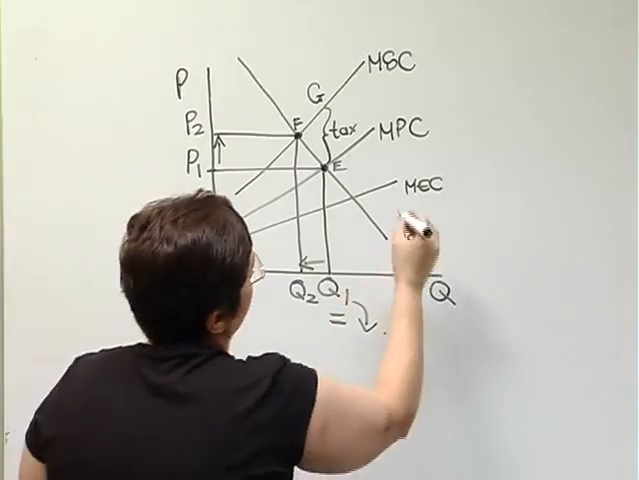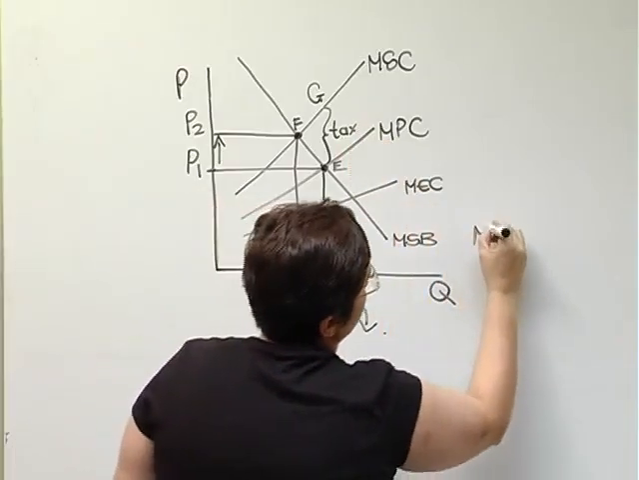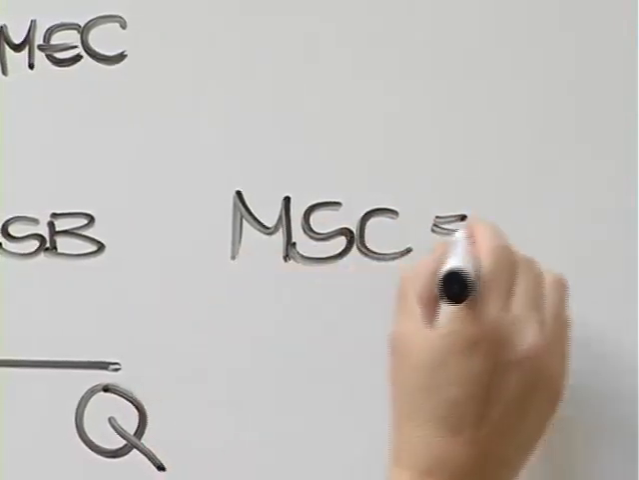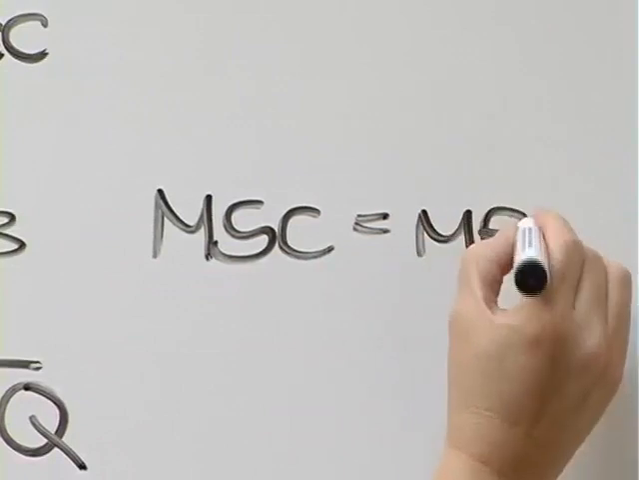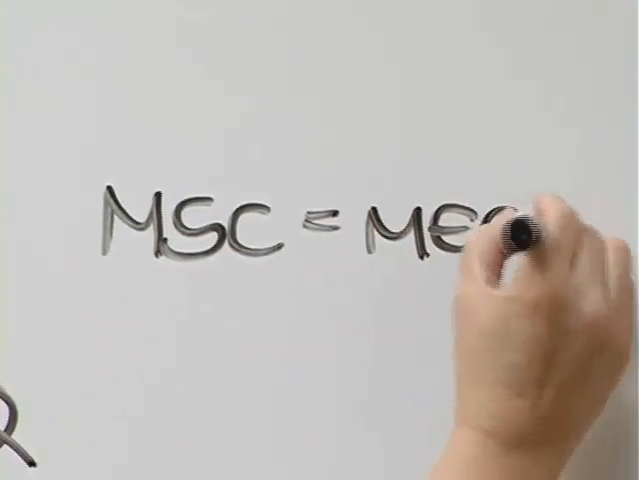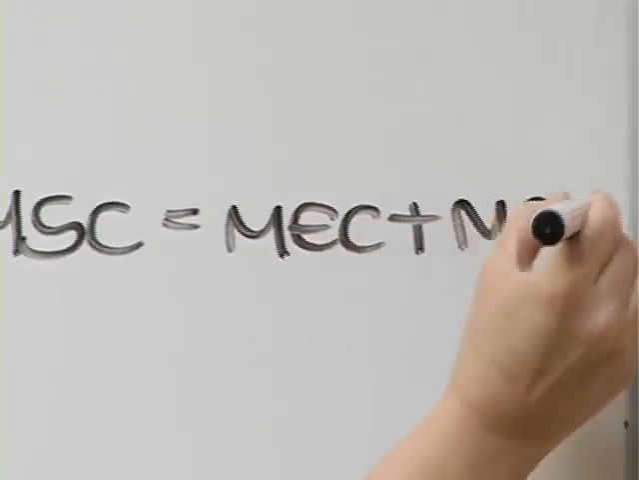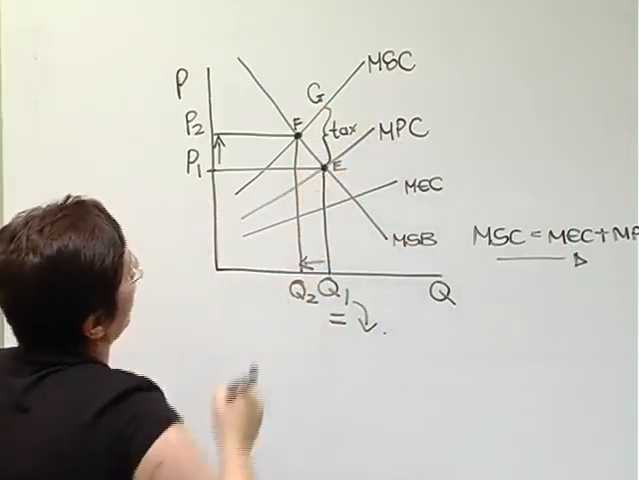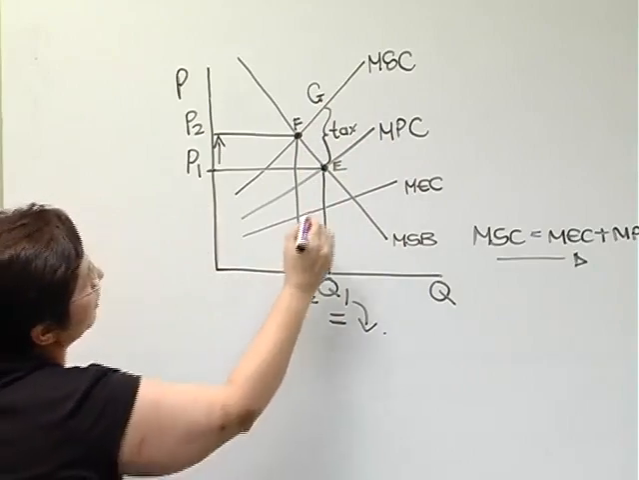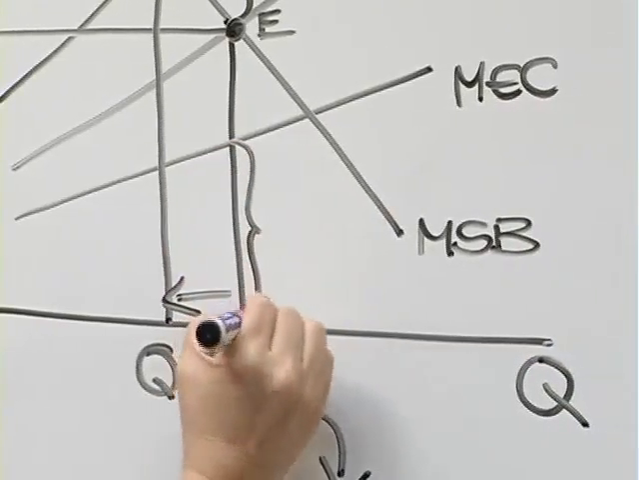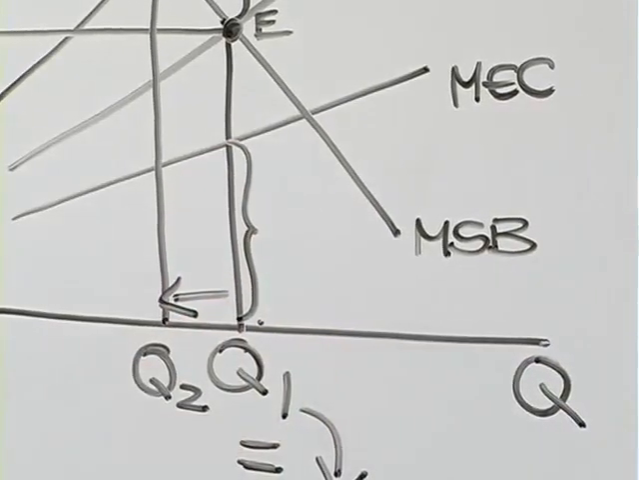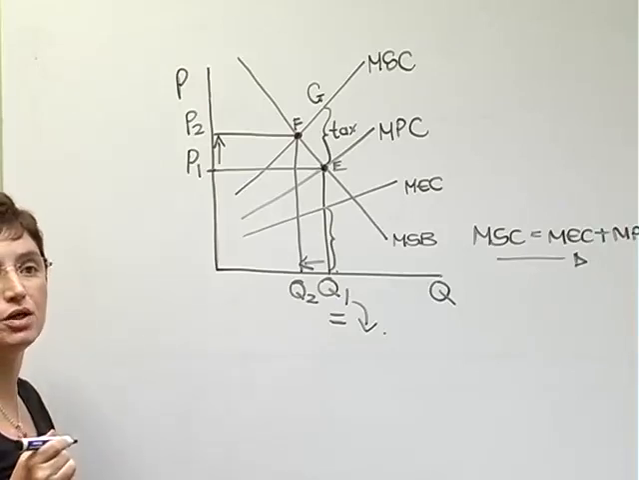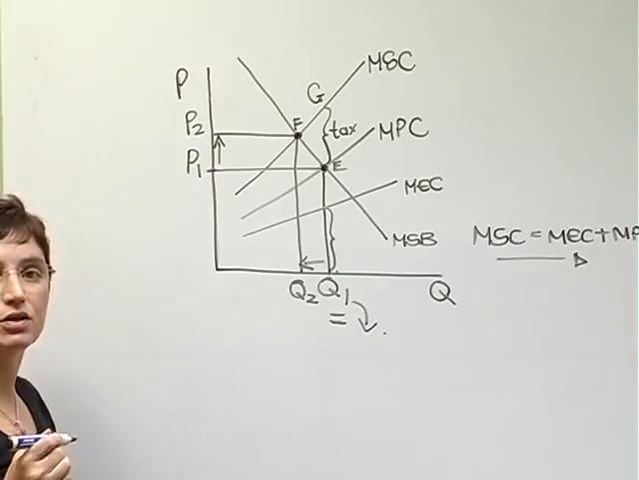And if you take a look, marginal social cost is equal to the marginal external cost plus marginal private cost, and the tax will also be equal to your marginal external cost there. And that is basically how government is going to address a negative externality.